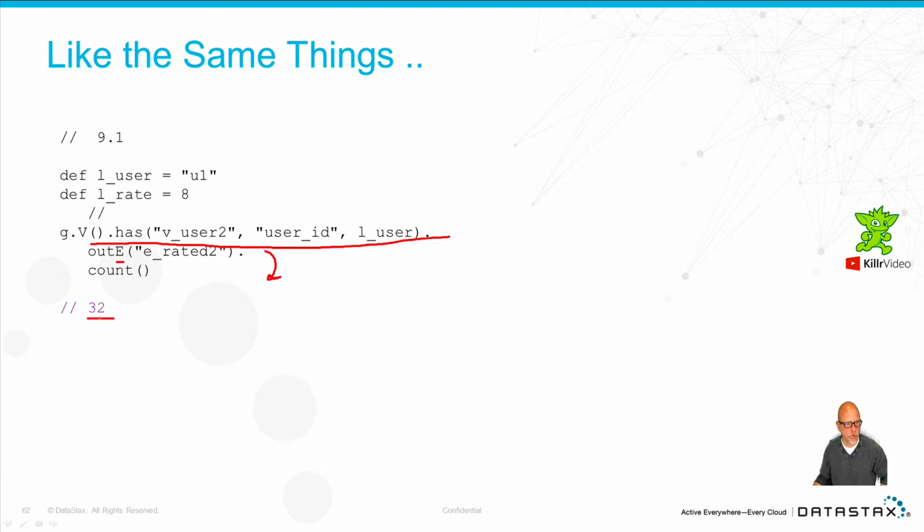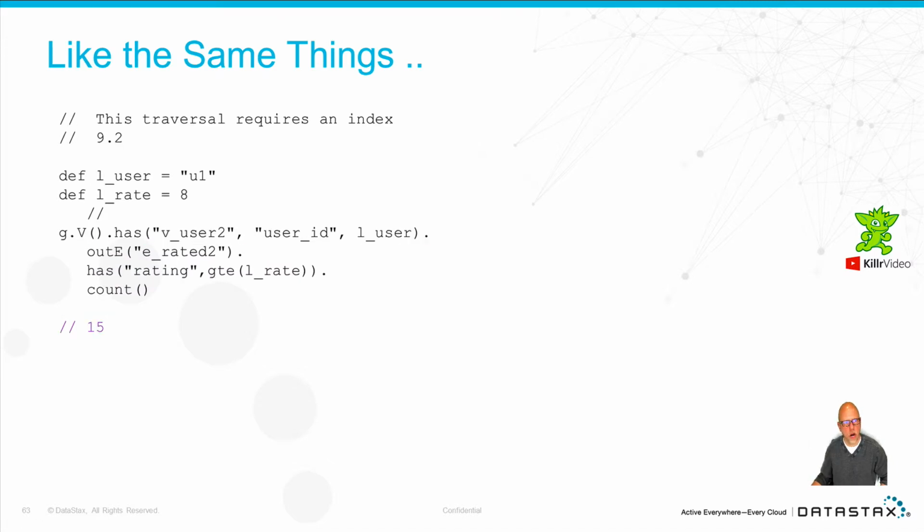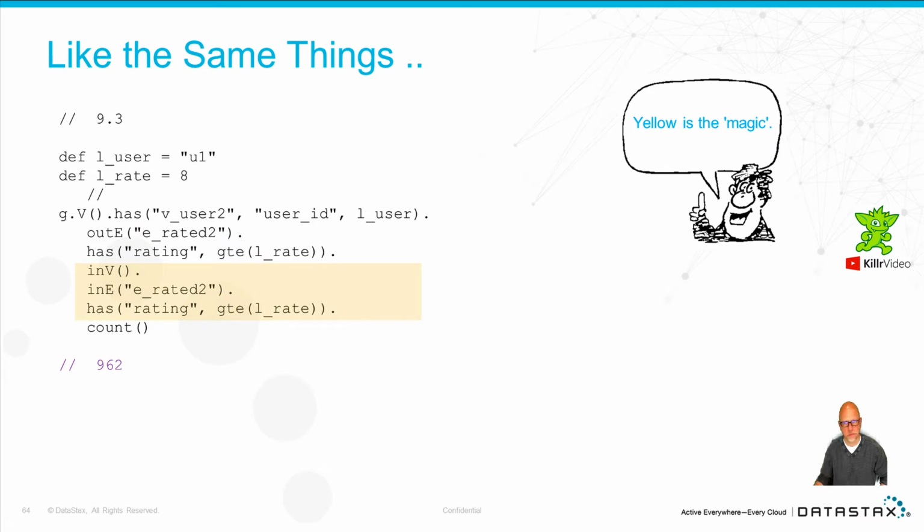We count the number of ratings he made. He's done 32 ratings. Okay, great. User U1 has done 32 ratings. How many ratings did they make that were 8 or higher? So we start with the user, all of their ratings, and then we do a has. The rating had to be 8, 9, or 10, and do a count. So of 32 ratings, previous page, only 15 are high.